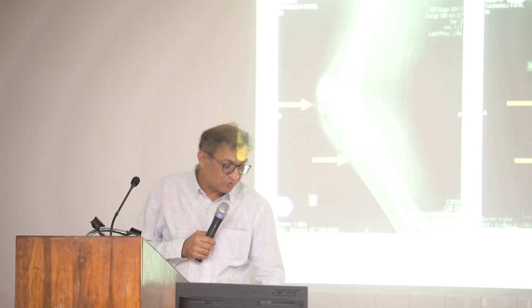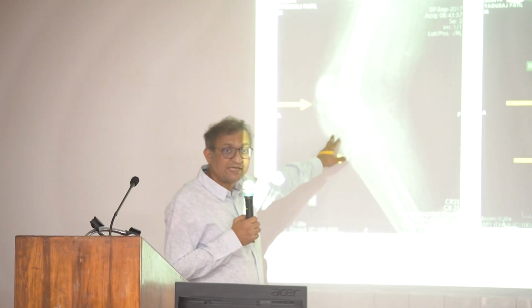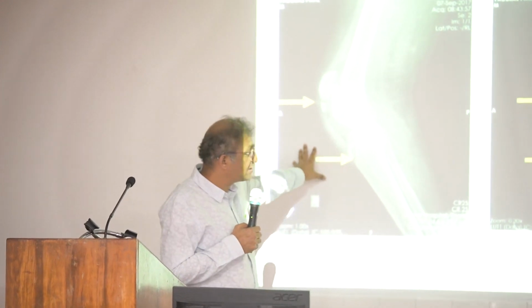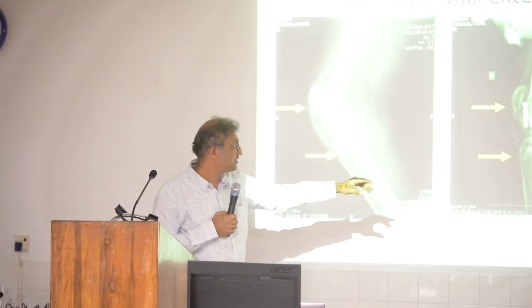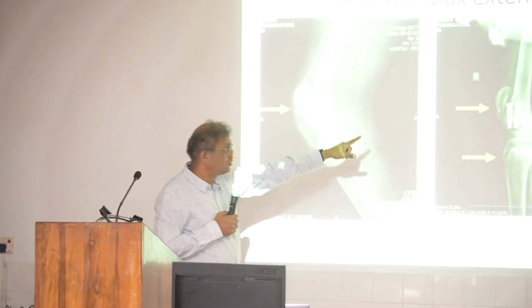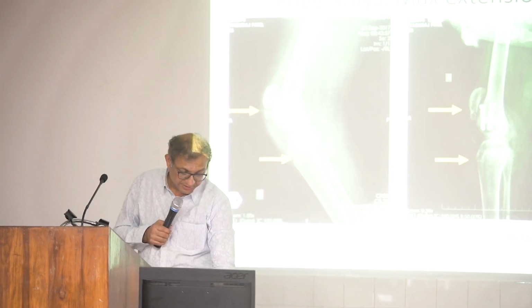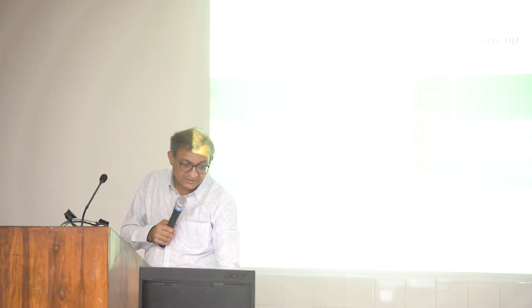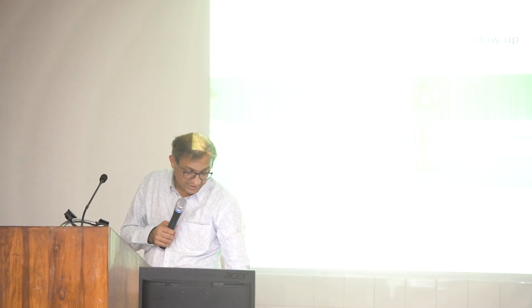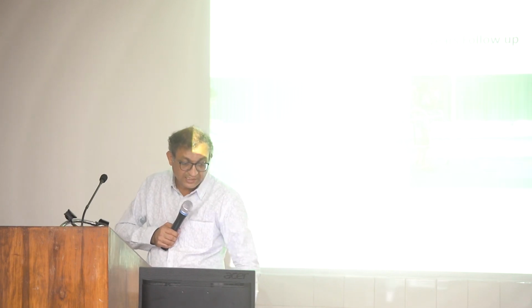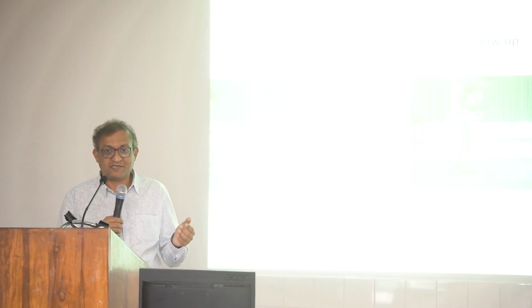So over a period of time you can see that just by putting these two tiny screws, his knee flexion deformity has corrected. This fracture also has healed and he is able to walk much better. So whenever there is a flexion deformity in a growing child, what we have learned is that it can be corrected by this method called growth modulation, where we use growth to correct the deformity.